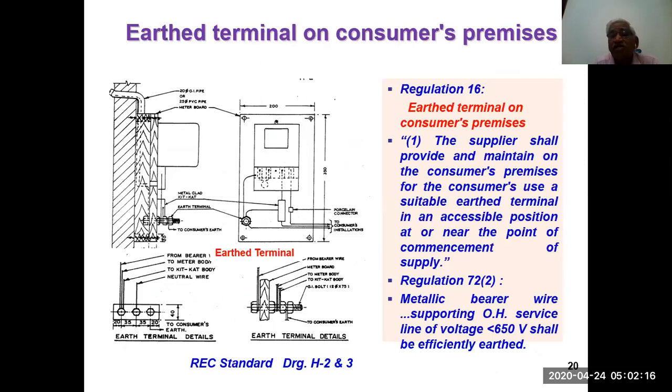Earth grid terminals, regulation 16, says that at consumer premises, the supplier shall provide and maintain on the consumer's premises for the consumer's use a suitable earth terminal in an accessible position at or near the point of commencement of the supply. Regulation 72.2 says the metallic bearer wire supporting the overhead service line for voltages less than 650 shall be efficiently earthed. That means this is suitable for 433 volts 3-phase in India. Along with the neutral wire, the ground wire also will be provided.